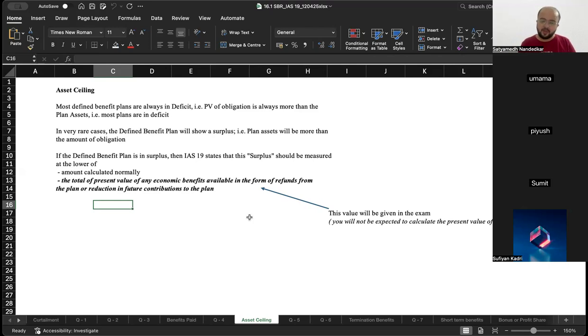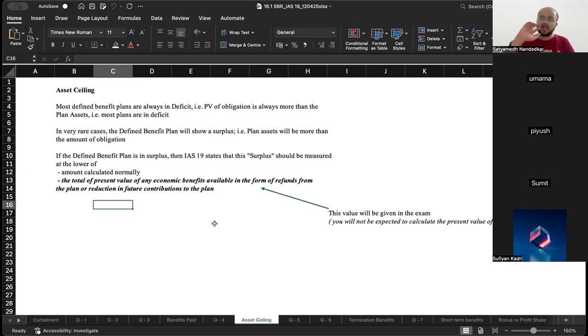If the defined benefit plan is in surplus, then IAS 19 states that this surplus should be measured at the lower of the amount calculated normally or the total of the present value of any economic benefits available in the form of refunds from the plan or the reduction in future contributions to the plan. इसका वैल्यू आपको एग्जाम में दिया रहेगा.